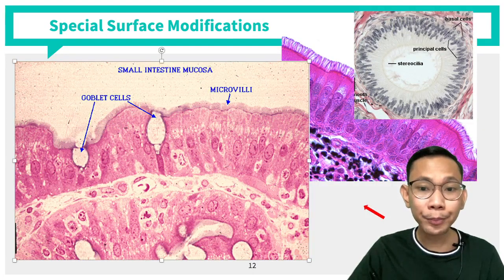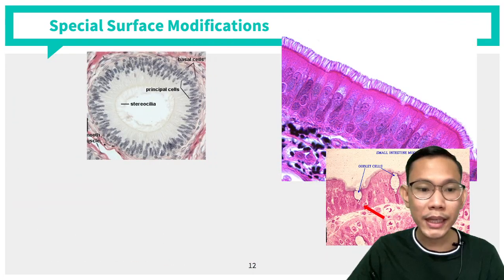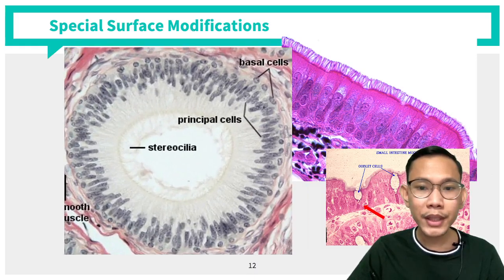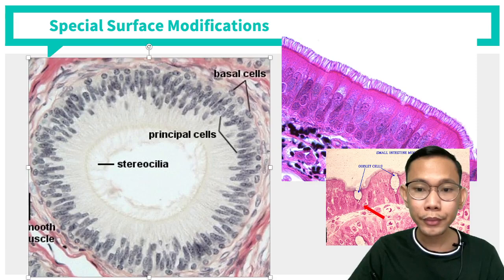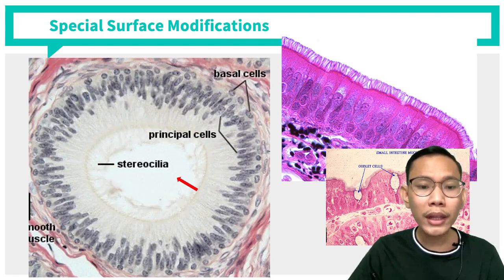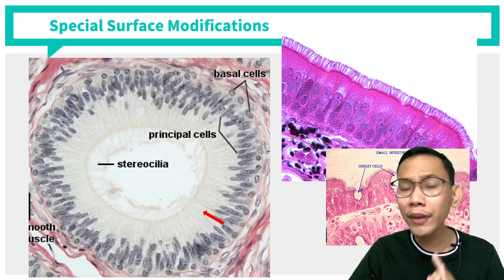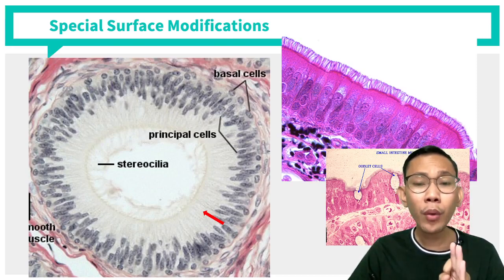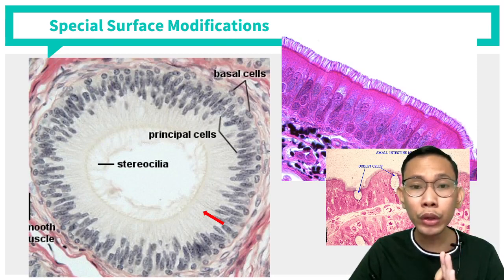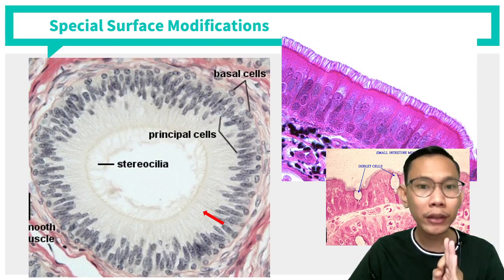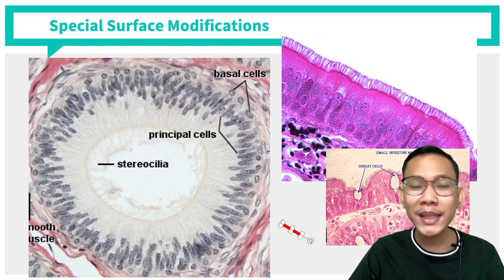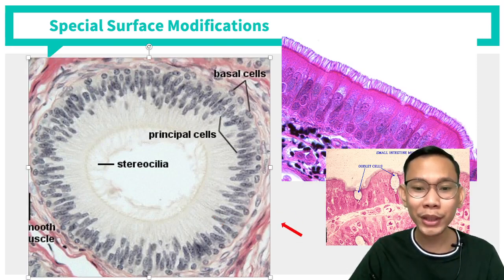Lastly, we have your stereocilia. So these are now your stereocilia of your epididymis. Again, what are stereocilia? These are long, non-motile, branched microvilli. So again, your stereocilia and microvilli are non-motile and their main function is for absorption, while your cilia are motile because they are for transportation. So that's now the basic structure of the different special surface modifications.